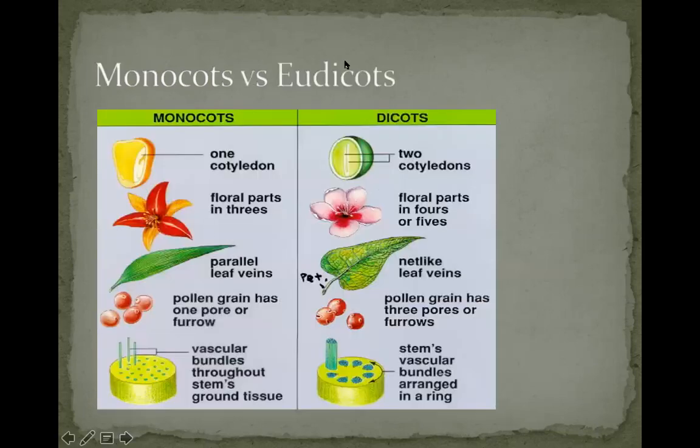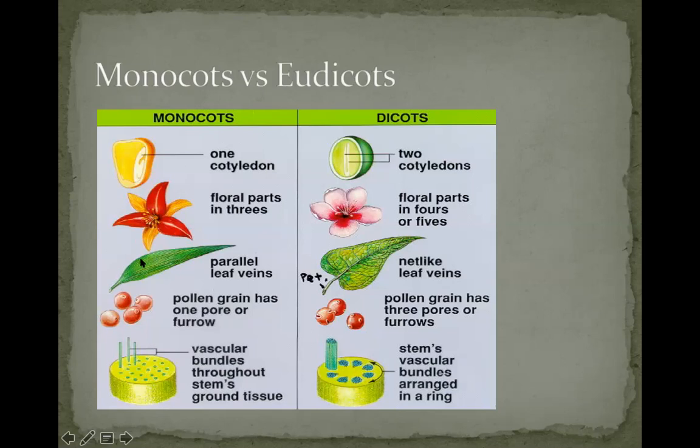So this table sums up all the characteristics that I just talked about. Monocots have 1 cotyledon, hence the name monocotyledon. Dicots have 2 cotyledons. For monocots, their floral parts are usually in 3s, so 3 sepals, which is typically going to be the outermost whorl, and then 3 petals. For dicots, their flower parts are in 4s or 5s.